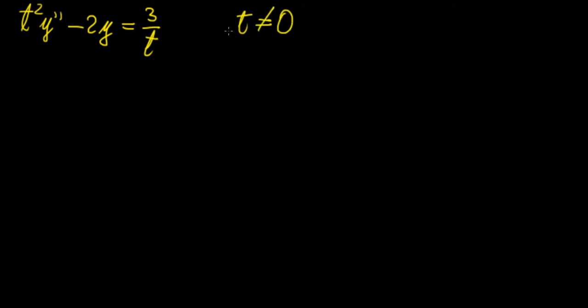Let's grab the following equation: t squared times y double prime minus 2y equals 3 over t, and obviously we need the condition that t cannot be equal to 0, otherwise this would explode. So how do we go about solving something like this? Well, the first thing we need to do is express it in the form y double prime plus a(x) y prime plus b(x) y equals c(x).